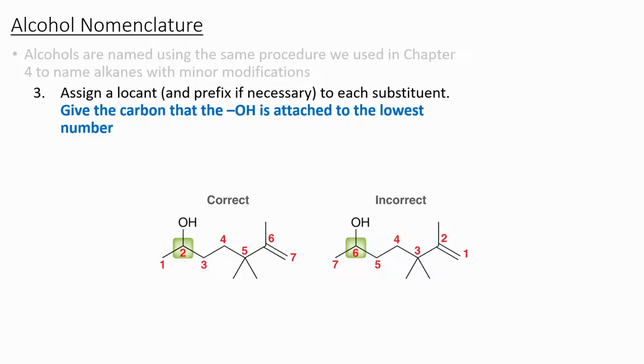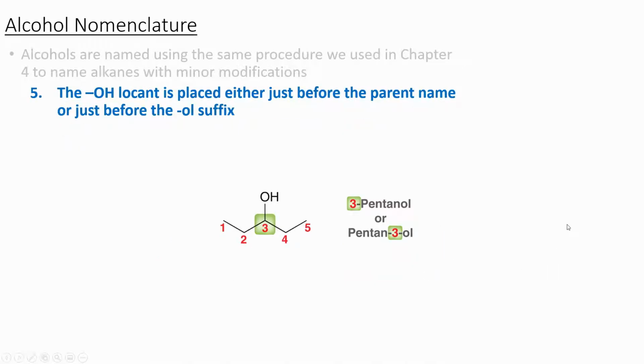So the correct format will be to have the alcohol in the second position. Then it would put the dimethyl in the fifth position and the alkene in the sixth position. And then finally, we have two options of where to put the location of the OH in the alcohol name. We can put it in the beginning, before the parent name, so 3-pentanol, or we can put it between the "ol", so pentane-3-ol. Both of these would be correct.